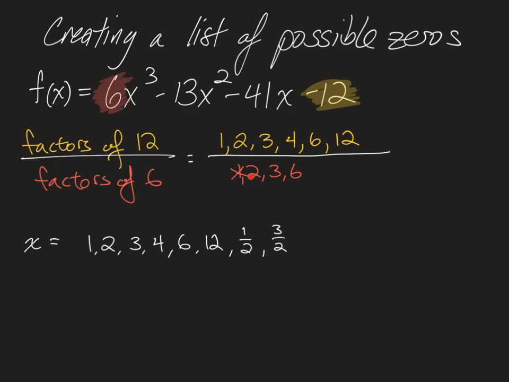6 over 2 is 3. That's already in my list. 12 over 2 is 6. That is also already in my list. So I'm done with 2.